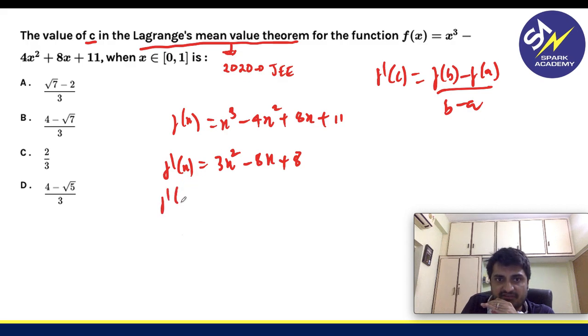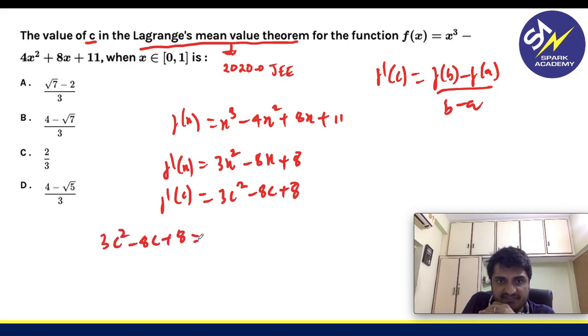So f dash c will be what, guys? This will be 3c square minus 8c plus 8. So basically we have 3c square minus 8c plus 8. That is given as f of b minus f of a by b minus a. What is your a and b? This is my a, this is my b. f of b means 1 minus 4. So f of b, I am finding now, 1 minus 4 plus 8 plus 11.